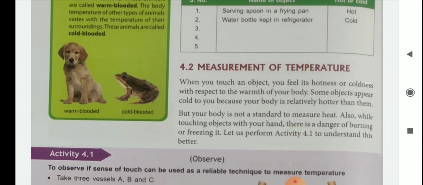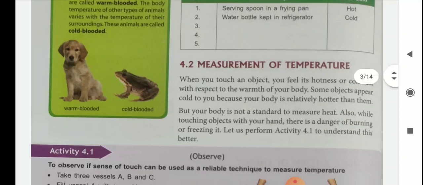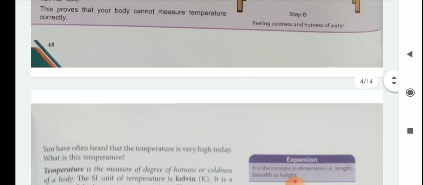Then, measurement of temperature. When we touch an object, we feel its hotness or coldness with respect to the warmth of our body. Some objects appear cold to us because our body is relatively hotter than them. But our body is not a standard to measure heat. Also, while touching objects with our hand, there is a danger of burning or freezing it. So, there is a standard unit to measure the temperature.